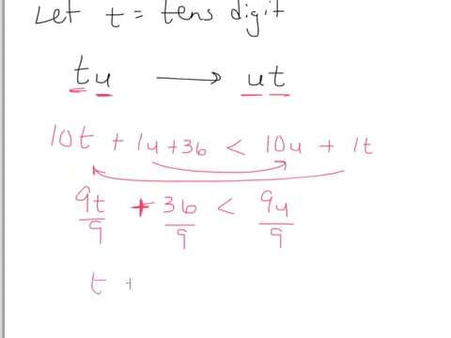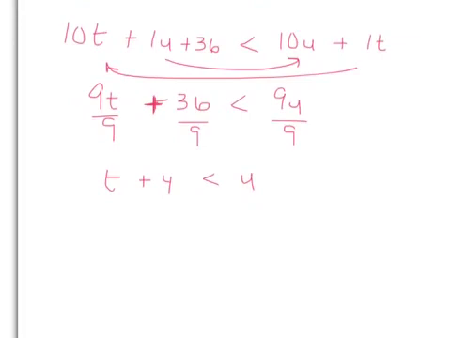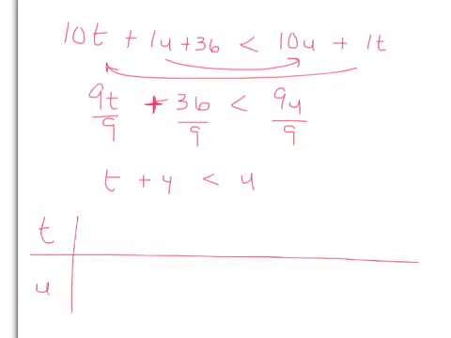We're left with t plus 4 less than u, or u must be greater than t plus 4. Let's take a look at what this means now. The units digit must be bigger than the tens digit by 4. So let's start, for example, with the tens digit being 1. If the tens digit is 1, that means the units digit has to be greater than 5.